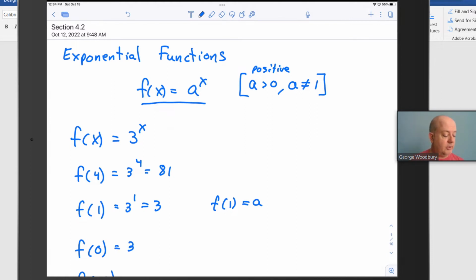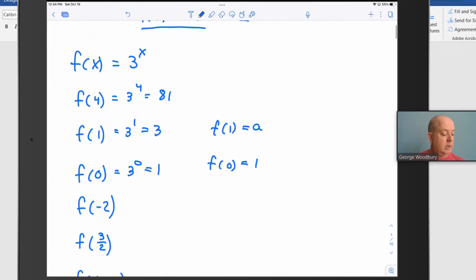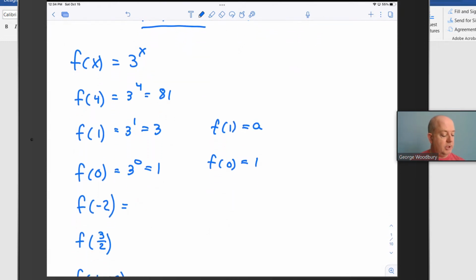F of 0 is 3 to the 0 power, which is defined to be 1. And in general, for any base a, f of 0 will always equal 1. F of negative 2 would be 3 to the negative 2 power, which can be rewritten as 1 over 3 to the positive 2 power, and 3 squared equals 9, so this is 1/9. Basically, the negative value in the exponent tells us to take that base into the denominator and raise it to the opposite power.